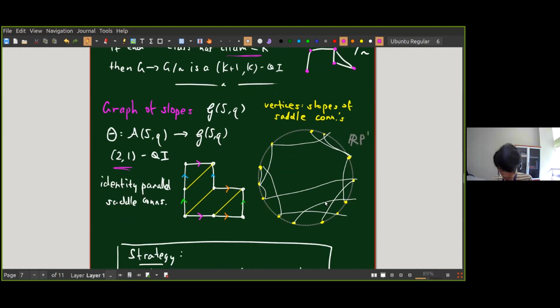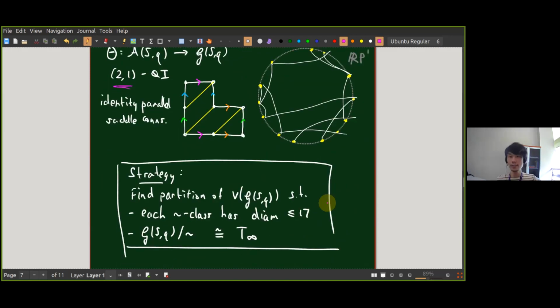Okay, so the strategy for constructing this quotient map is to find a partition of the vertices of the graph of slopes, and to prove that the equivalence classes are bounded. We show that the diameter is at most 17, and that the corresponding quotient graph is isomorphic to what we want. So that's what we're going to do.